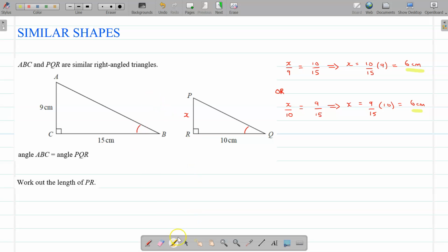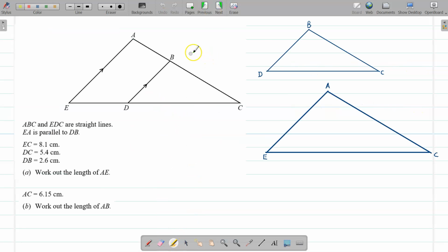Okay, the next question is a little bit more complicated, because this time the two triangles are within each other. We know they're similar. There's a big clue here, because these two sides are parallel to each other. We're given some information. I'm going to put it on the diagram. We're told that this is 8.1 here, and we're told that this length up here is 5.4. Now just using those two facts alone, we can immediately see the scale factor between the two. And that's really useful, actually.